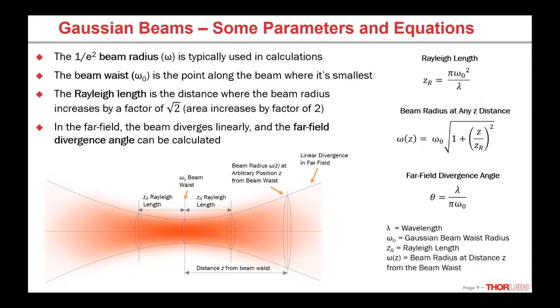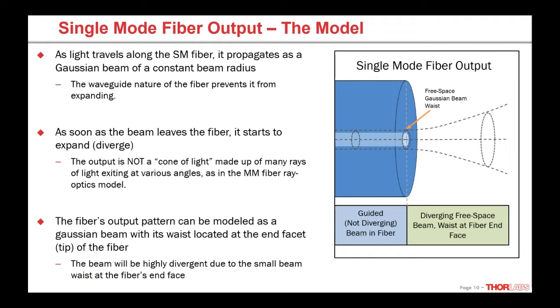So that's a little summary of Gaussian beams, and now what we're going to talk about is what does that have to do with single mode fibers? So here's the model of how light exits a single mode fiber. As we said, when we travel along the fiber core, we have a beam that's roughly Gaussian, and it propagates at a constant diameter because it's coupled into this core, this waveguide.